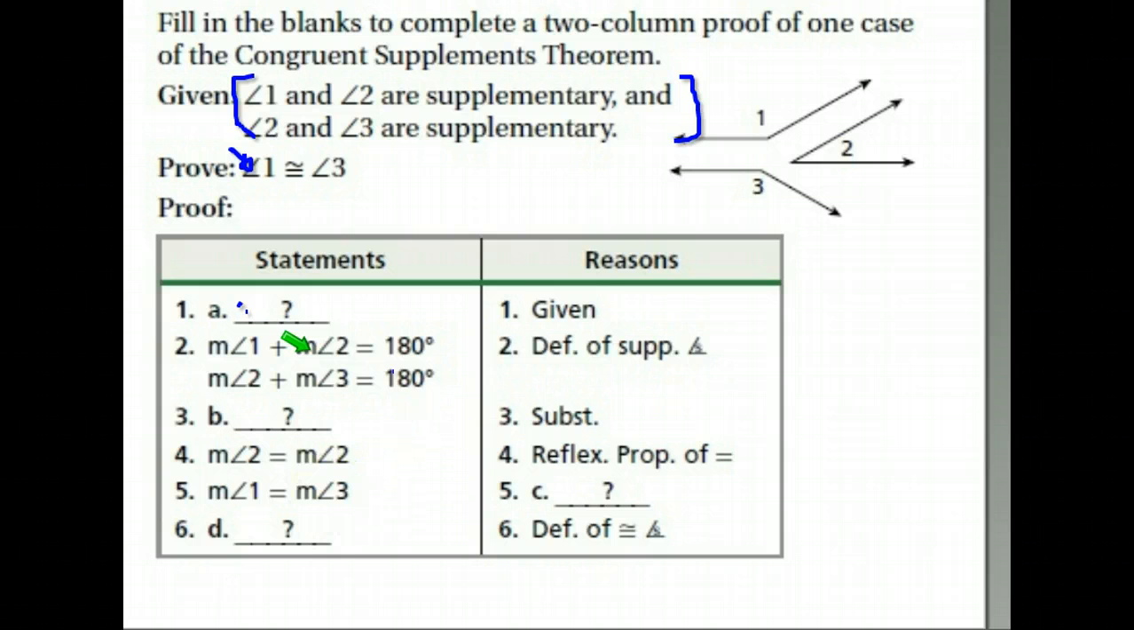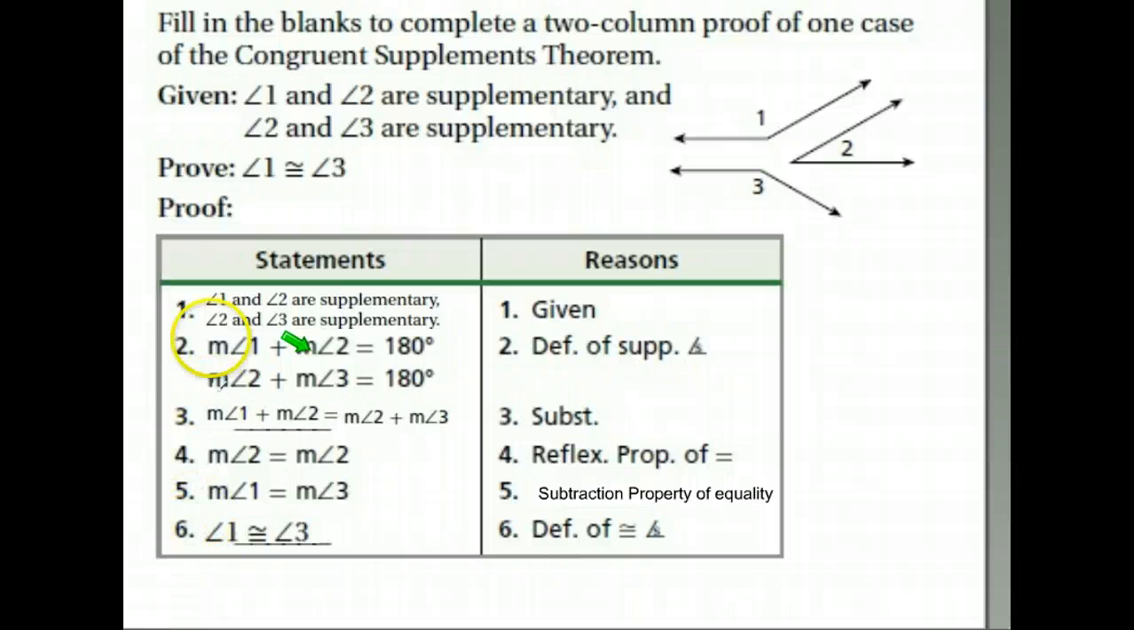I'm going to go ahead and go to the next slide, which has the missing pieces filled in. Okay, so notice I filled in this spot here, and that was our given. We could go to the next step. Again, we can say 1 and 2 add to be 180 because that's what supplementary means. 2 and 3 add to be 180 because that's what supplementary means. Okay, we set those two equal to one another.